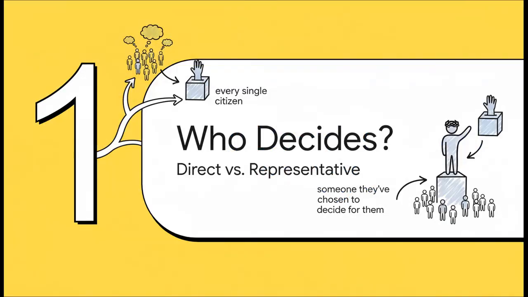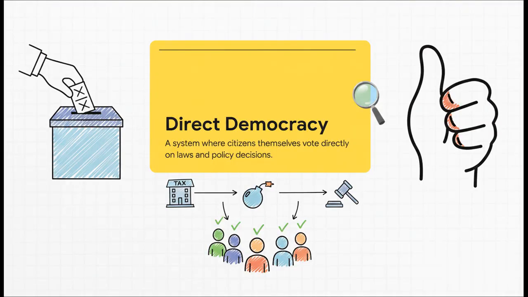This brings us to the first huge fork in the road, and it all boils down to one simple question. Who's making the actual day-to-day decisions? Is it every single citizen, or is it someone they picked to do it for them? So let's go down one path first. Direct democracy. Imagine this. Instead of electing a politician, you get to vote on every major decision.